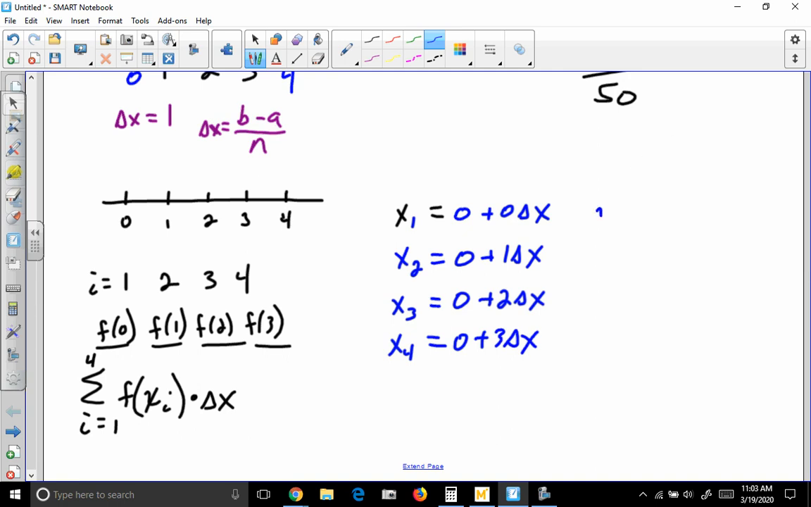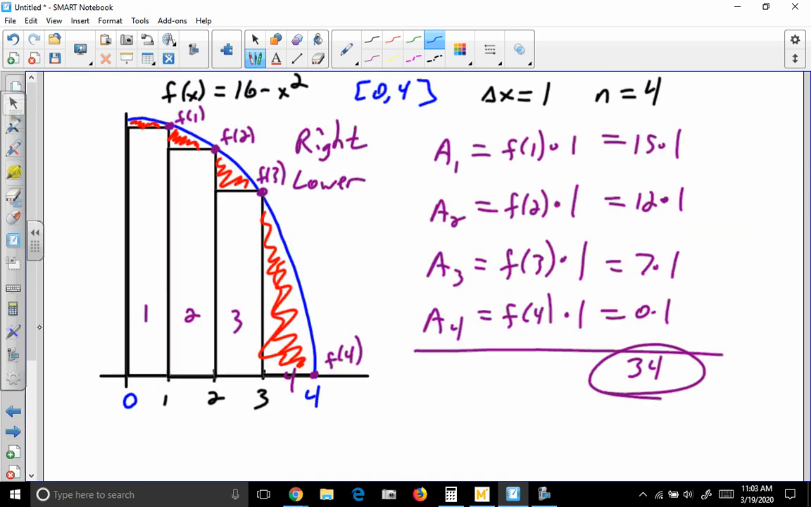So generically, x sub I is our left side. Notice this number and I are not the same. This number is actually 1 less than I. So I minus 1 times delta x. That's the formula for x sub I if we're doing a left-hand sum.